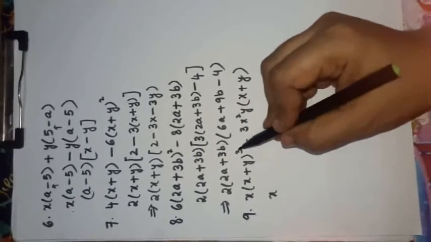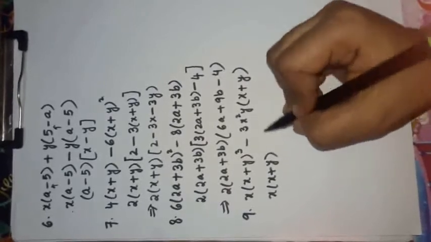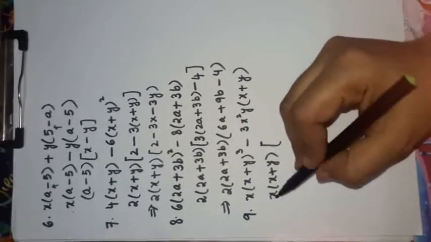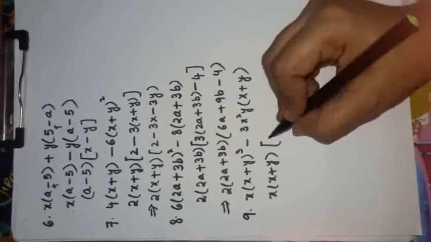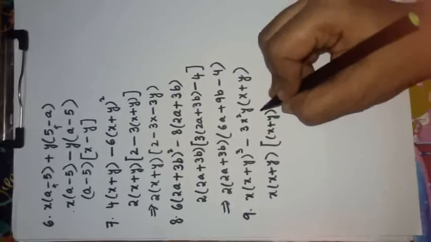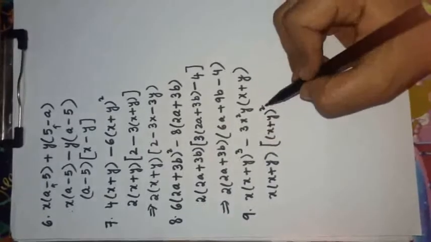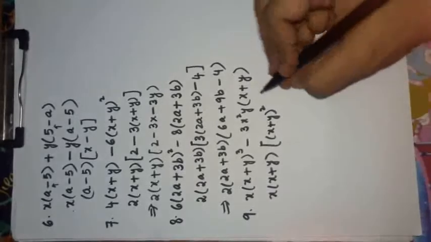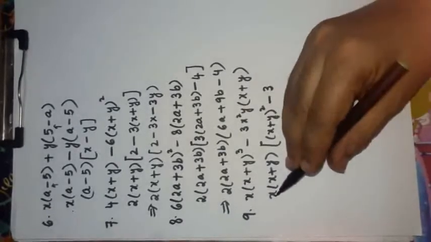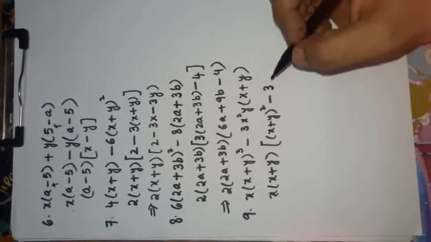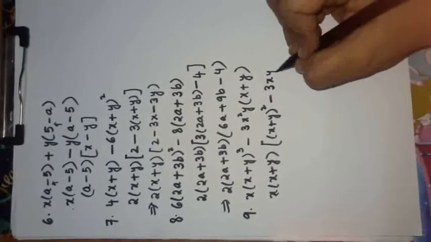Then out of this (x + y)^3 and (x + y), one (x + y) you can take common. After that, let us write what is remaining. You have taken (x + y), so what is remaining over here? (x + y)^2. Out of the cube, one (x + y) you have already taken, so the square will be remaining, minus 3 as it is. Now x you have already taken, so 1x will be remaining and y is as it is.